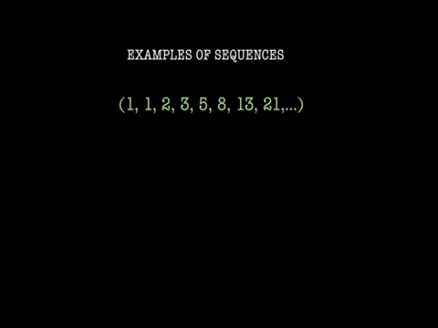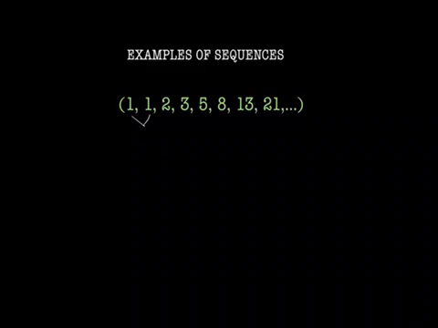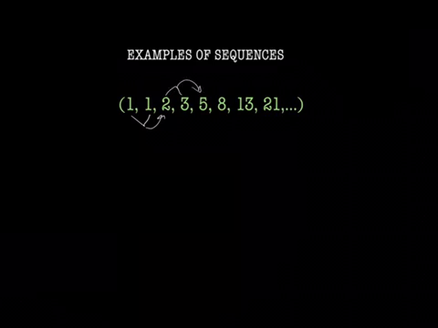Let's look at an example. This sequence of numbers has a pattern. We can generate the next two numbers in the sequence by adding the previous two. So look, 1 plus 1 gives me 2, 1 plus 2 gives me 3, 2 plus 3 gives me 5, and so forth. This famous sequence is called the Fibonacci sequence, and each number in the list is a term.